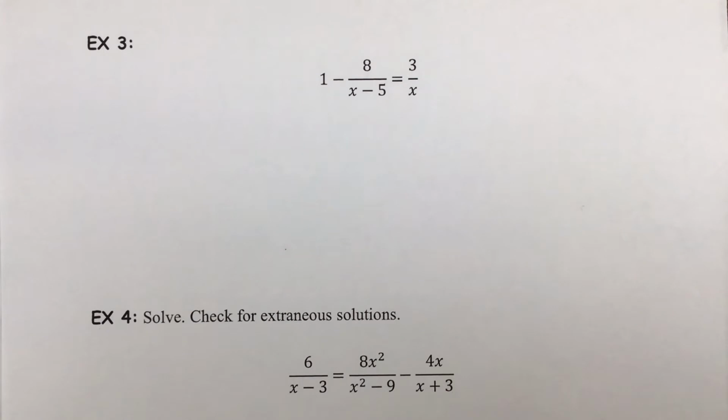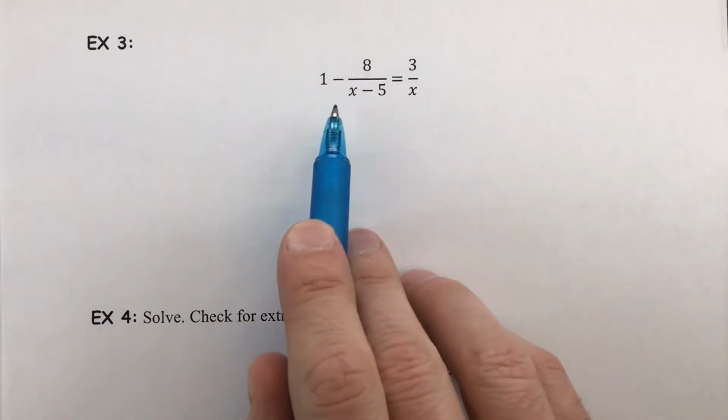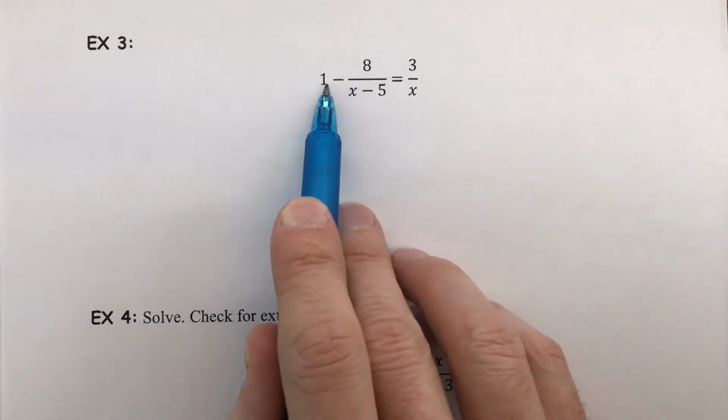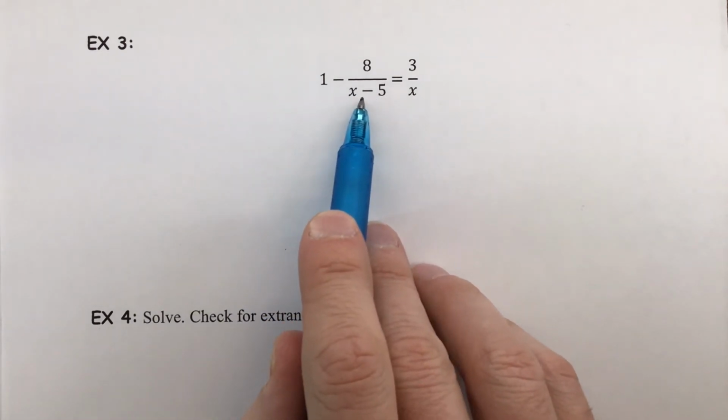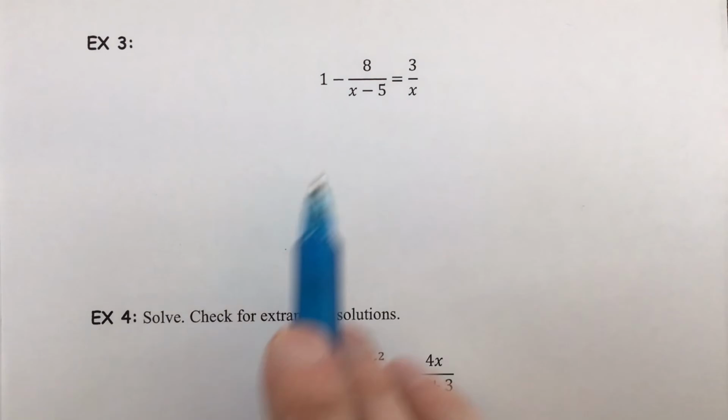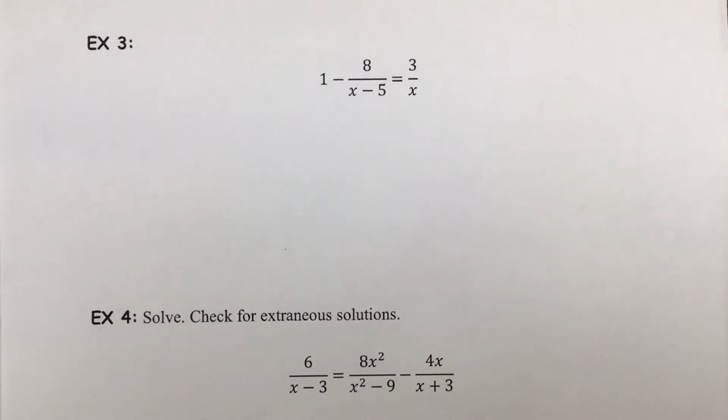Example 3 is a lot like example 2. What we have on the left is some addition or subtraction. In this case, it's subtraction. You've got 1 minus this rational expression, and we have it set equal to another rational expression. Now if you want to, you can manipulate this so that you get that proportion. You can then do cross products.